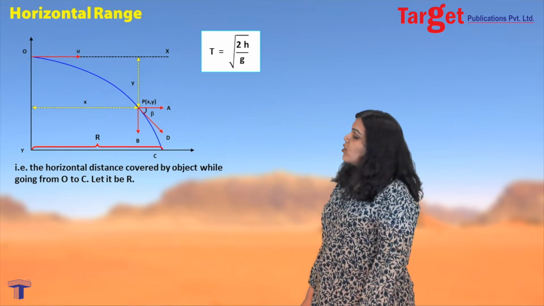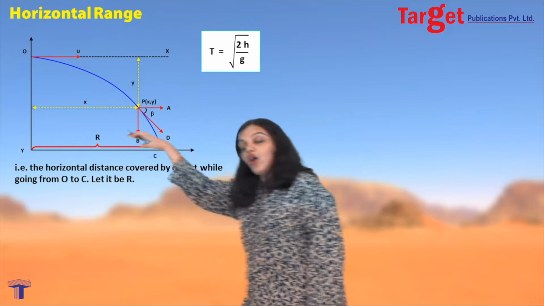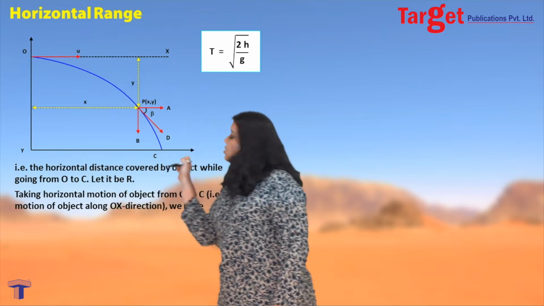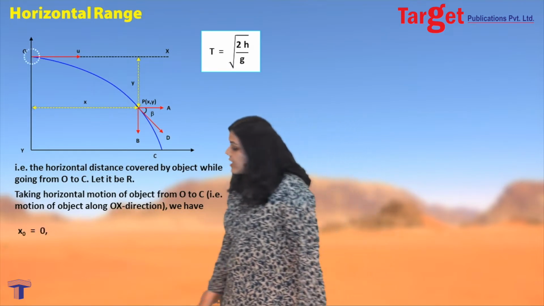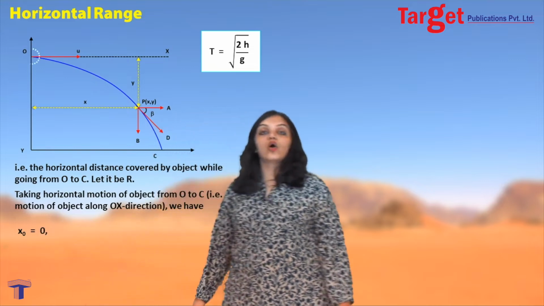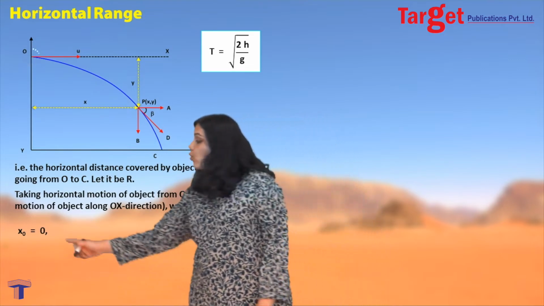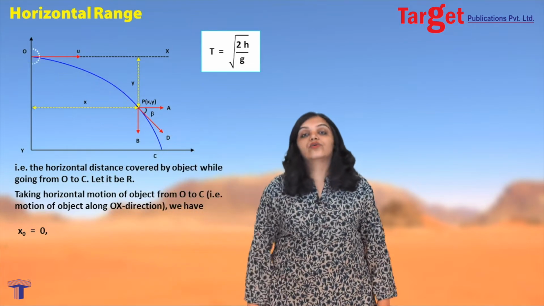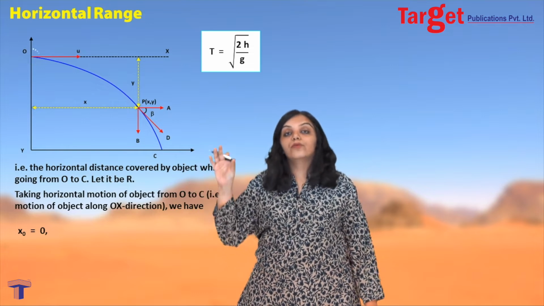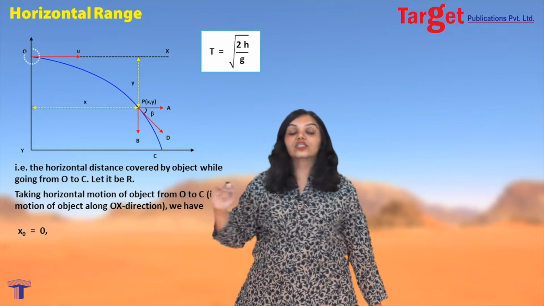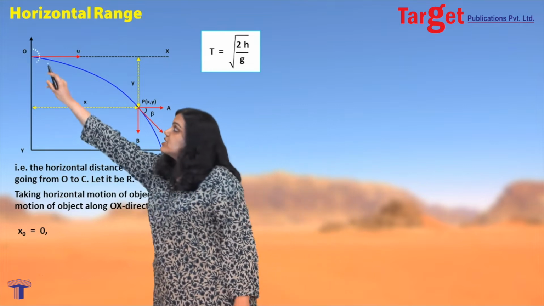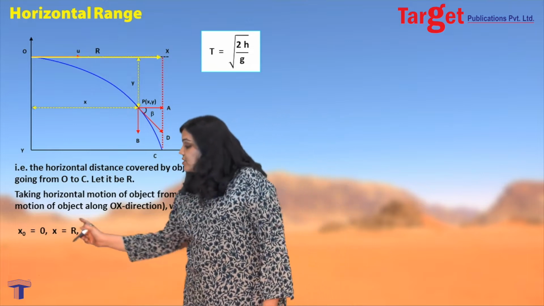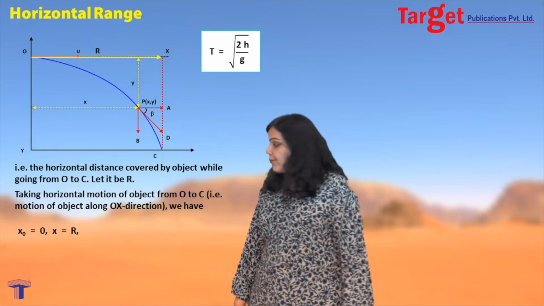Now, to find the value of this horizontal range, I will analyze the motion in the horizontal direction, obviously. And what I will say is that if I denote the horizontal range as R, then first I need to understand that the initial horizontal coordinate of the object is 0 because x0 is 0 because as I said, the point of projection is taken as the origin. So the initial position coordinate along the x direction of the projectile is 0 because this is the origin. And at the point C, what is the x coordinate? It is nothing but R because as I said, the horizontal range is denoted by capital R.